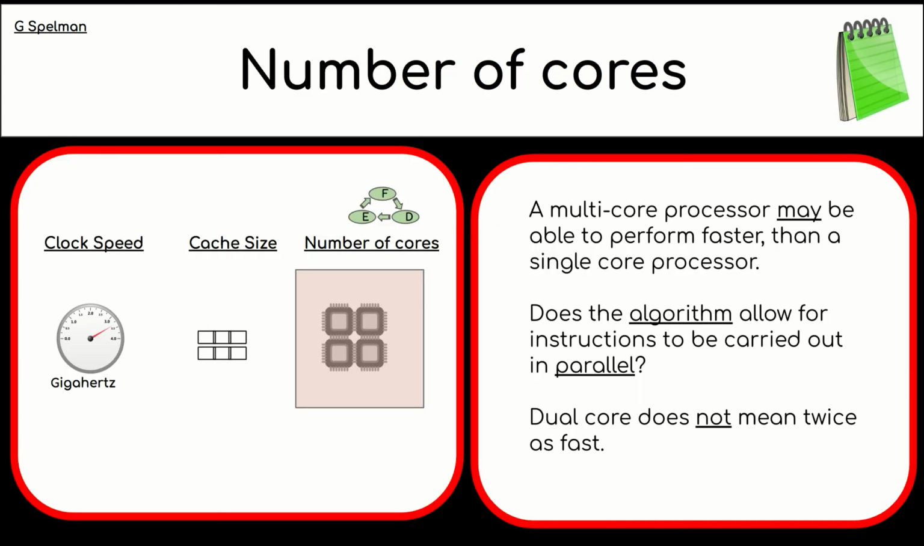So what have we learned? We've learned that a multi-core processor may be able to perform faster than a single-core processor. We're going to see if the algorithm allows for instructions to be carried out in parallel. And we've also learned that dual core does not mean twice as fast.